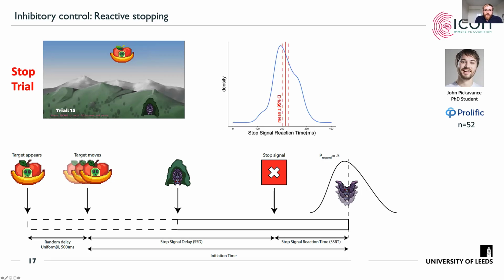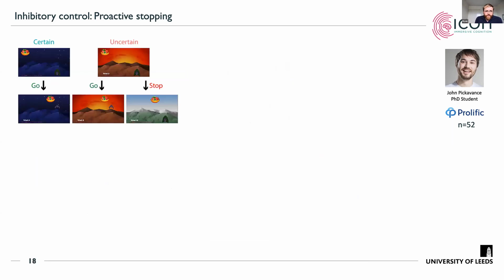Then what we do is find the actual reaction time: how long before you were going to start moving are you able to stop yourself? We find that in this task it's about 200 milliseconds, which is consistent with other stop signal tasks. So that's good. We're meeting the criteria there.